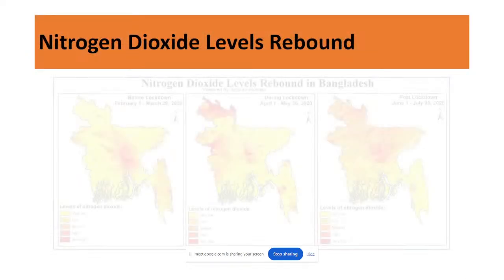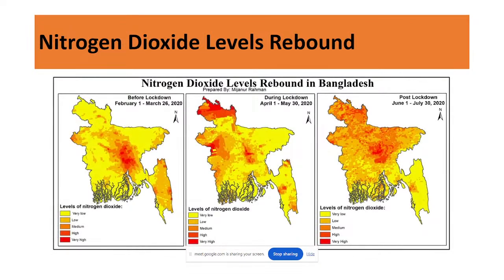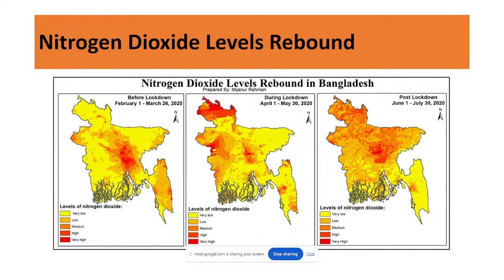Also, you can see this is another map about the nitrogen dioxide level in Bangladesh for different times, such as before lockdown, during lockdown, and post lockdown for the COVID situation. Mainly we can get very low, medium, high, and very high levels, and we show the scenario between the different time periods for nitrogen dioxide. Basically, for all of those things we use the Google Earth Engine platform, and from here we download the data as a TIFF format. Then for the map, we use the ArcMap software.